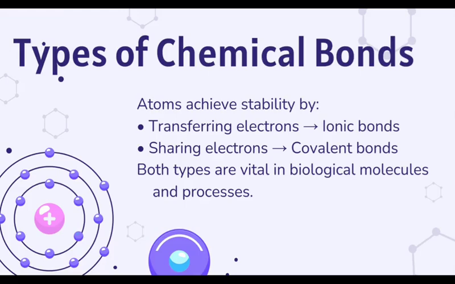What are the types of chemical bonds? Atoms achieve stability by transferring electrons or sharing electrons. Transferring electrons is called ionic bonding, and sharing electrons is called covalent bonding. Both ionic and covalent bonds are vital in biological molecules and processes.